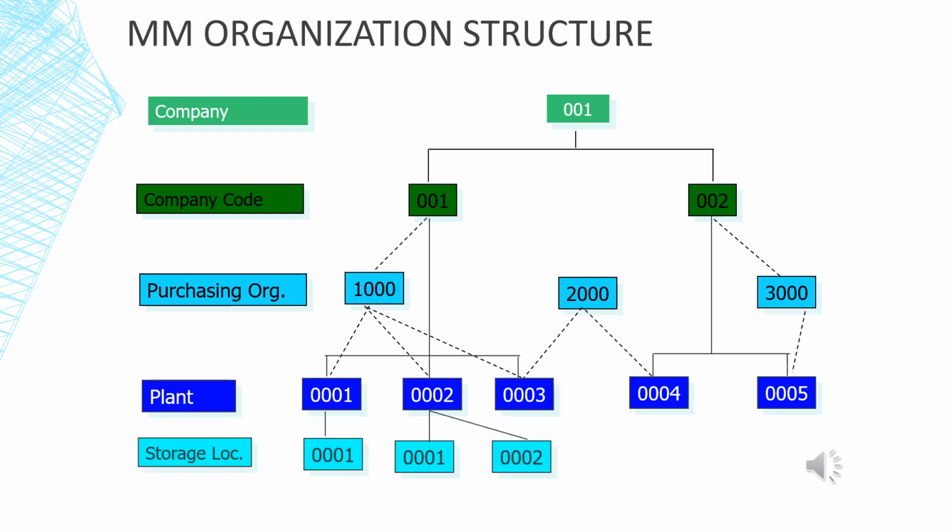First, let's look at the organization structure of SAP MM. Enterprise structure is a structure that represents the enterprise. In MM, we have a company, then company code, then purchase organization, then plant.